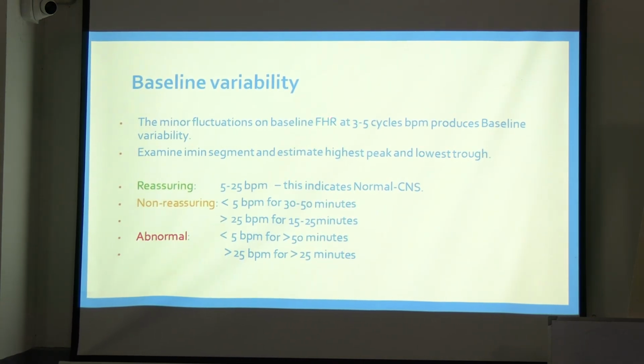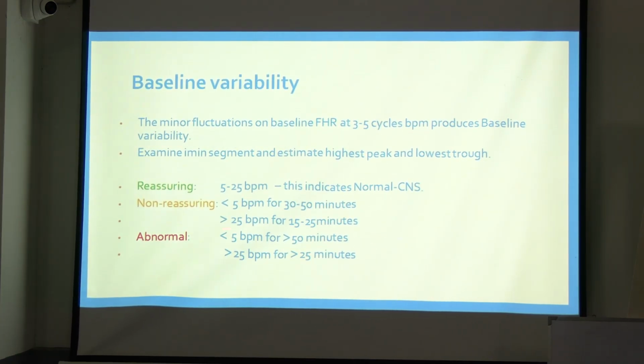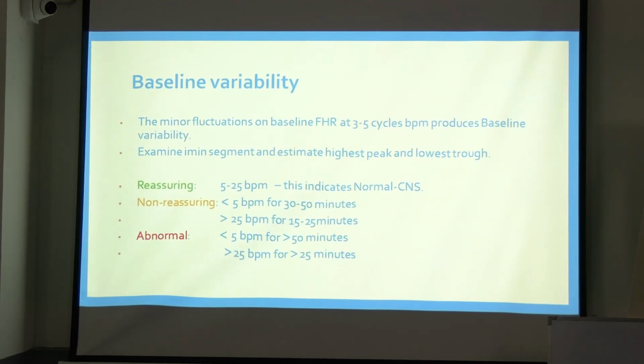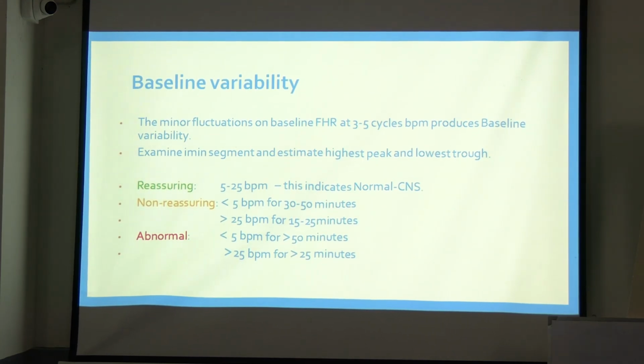The minor fluctuation on the baseline fetal heart rate at 3 to 5 cycles per minute produces baseline variability. The highest peak and lowest trough, these two are seen, and you can see the variability. Measure the highest peak and the lowest trough. Reassuring, if it is between 5 to 25 beats per minute. That is, the fetal CNS is working normally. If it is less than 5 beats per minute for 30 to 50 minutes, then it is non-reassuring. If it is more than 25 beats per minute for 15 to 25 minutes, it is non-reassuring. You don't need to remember all these readings, but for reading you need to know.